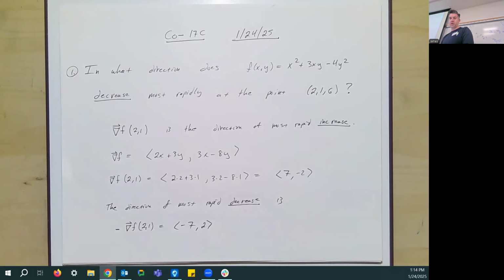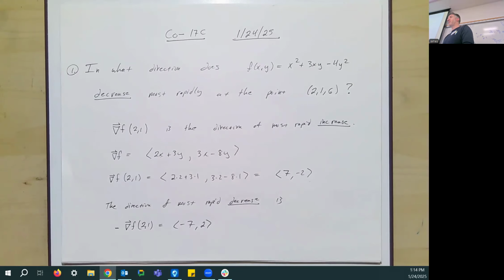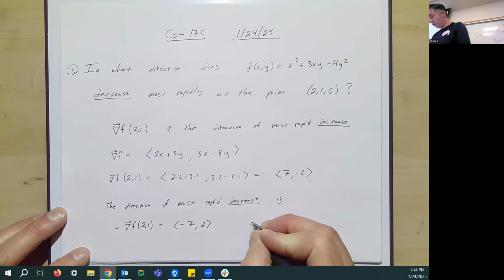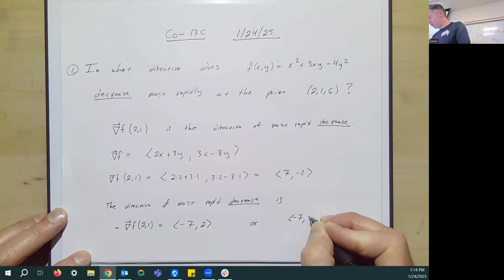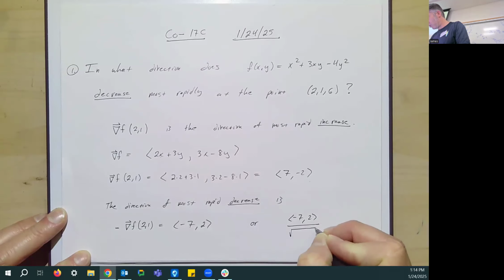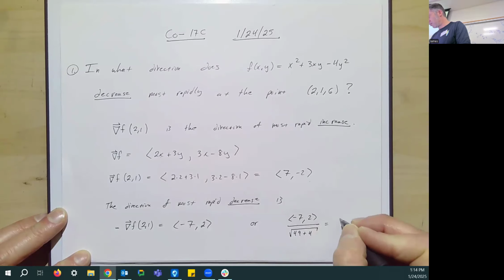At this point, we should think about whether we have a complete answer. I would say this points in the direction that I'm talking about. But if we wanted a uniform answer so that everyone had to give the same answer, we would normalize this vector, or unitize it, divide it by its own magnitude. So we can say the unit vector is (-7, 2) divided by its own magnitude, which is the square root of 49 plus 4. So this is 1 over root 53 times the vector (-7, 2).